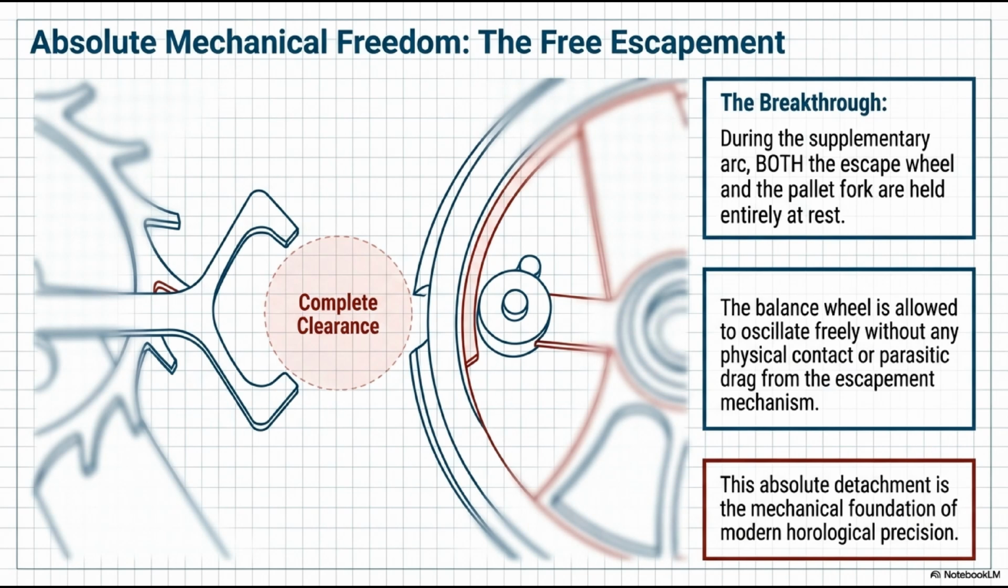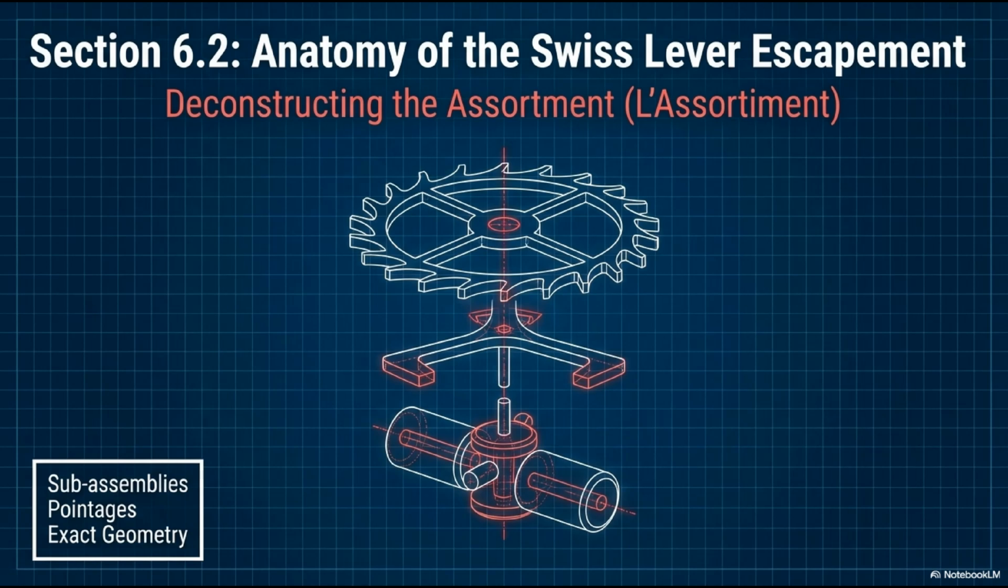Every microsecond the balance spends in the supplementary arc is a microsecond of mathematically perfect isochronism. Conversely, every microsecond it spends in contact with the escapement during the lift angle is a microsecond of potential error. The entire design philosophy of the Swiss lever escapement, every geometric angle, every dimensional ratio, every material choice, is ultimately oriented toward a single goal: maximizing the duration and quality of this free supplementary arc, while minimizing the disturbance during the unavoidable contact phases. Now we enter section 6.2, the complete anatomical dissection of the Swiss lever assortment.